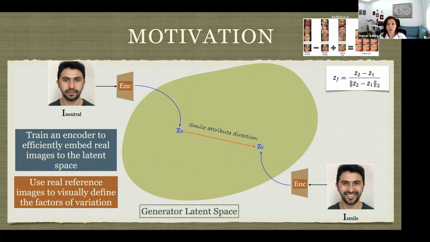And reference images should reflect the aimed factors of variation in the image. For example, in the shown reference image pairs, we have a neutral face and a smiling face of Yahya embedded in the Z space using our encoder, represented here as Zn for neutral and Zs for the smiling attribute. We use these points to compute the attribute editing directions. So the idea is quite simple, right?